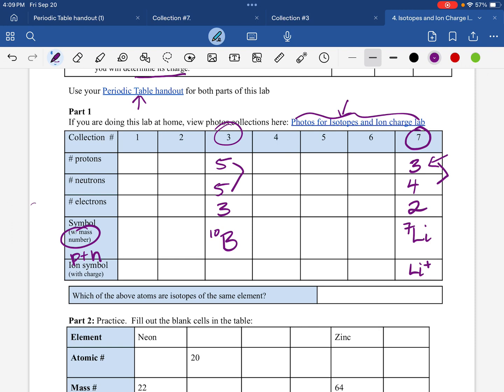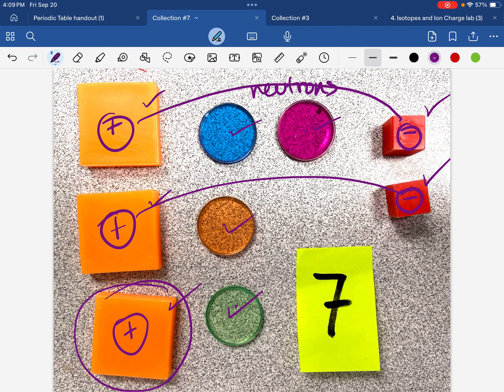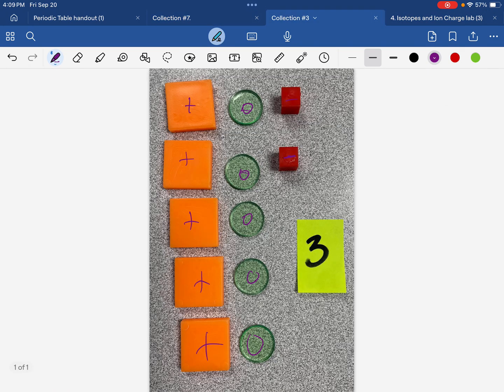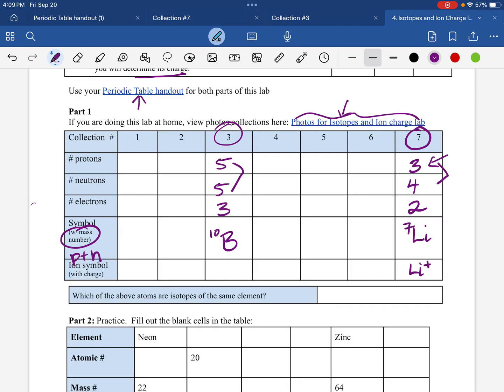And then this is also, looks like, going to be a positive ion because it has 3 extra positive charges. These cancel each other out. And then we have 3 extra positive charges. So this is going to be B, and then we're going to write a 3 plus.